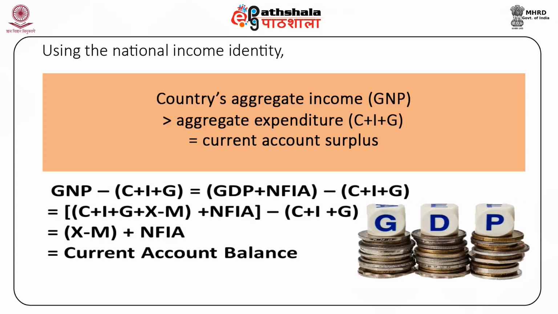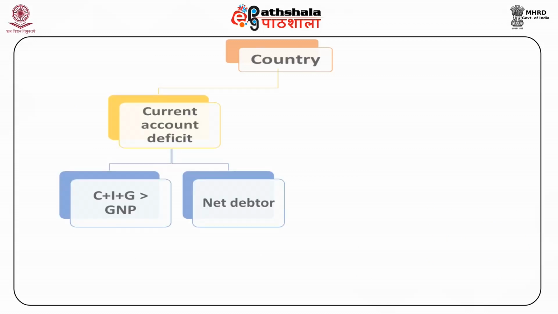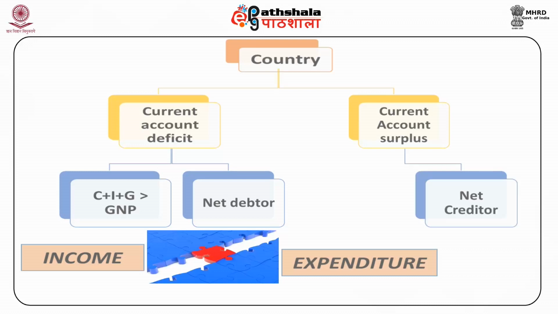The above identity indicates that a country with a current account deficit or surplus is one for which aggregate domestic consumption, which is C plus I plus G, exceeds or falls short of aggregate income. A country with a current account deficit is a net debtor as it has to borrow to bridge the gap between income and expenditure. A country with a current account surplus is a net lender. A current account deficit may be financed by borrowing from the rest of the world or by reducing holdings of foreign assets.